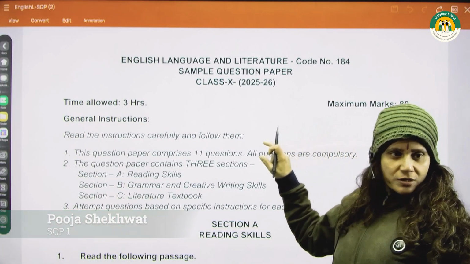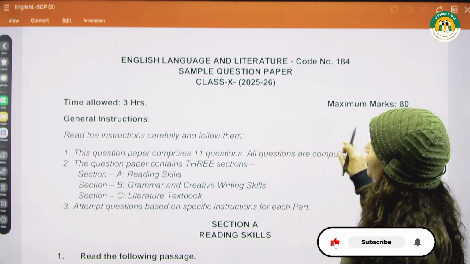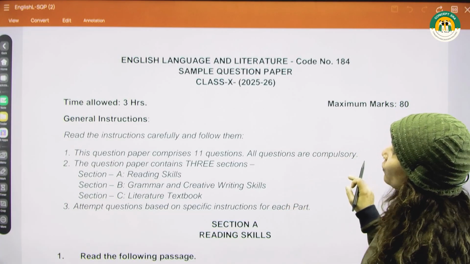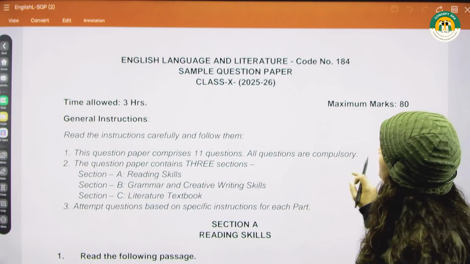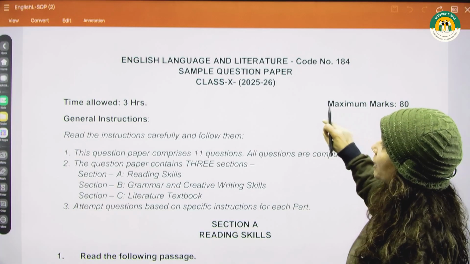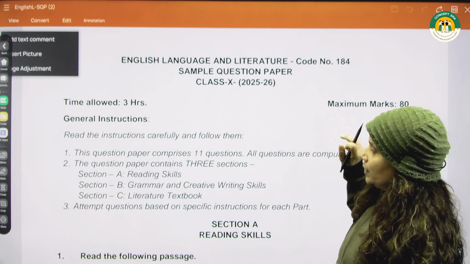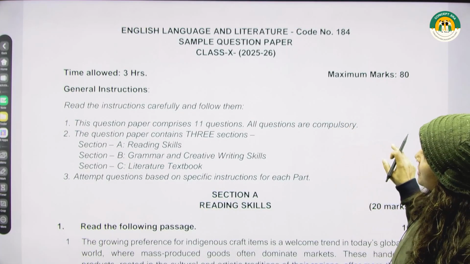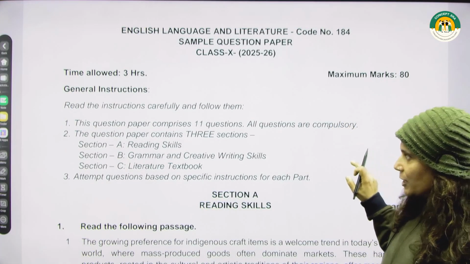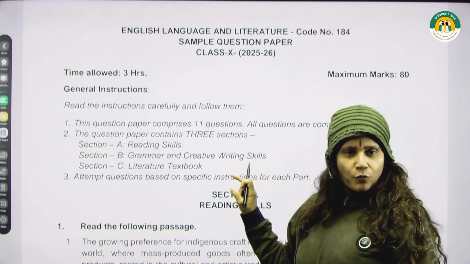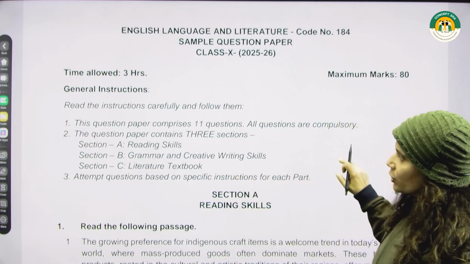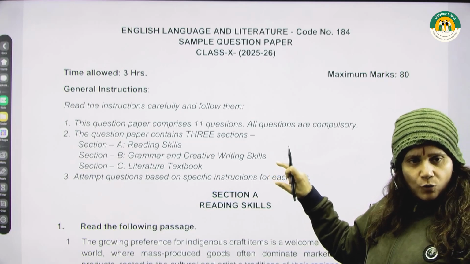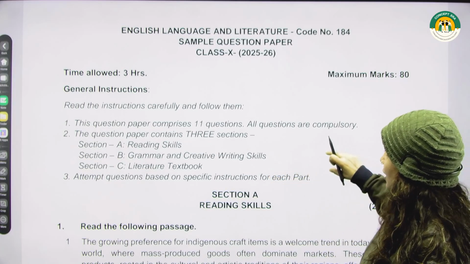Today I'm going to start with one of the sample papers of class 10th, which is associated with language and literature, and it carries code number 184. Before I start this sample paper, I need to share some things with you: the total number of questions in this particular question paper is 11, and all 11 questions are mandatory for the child to attempt.